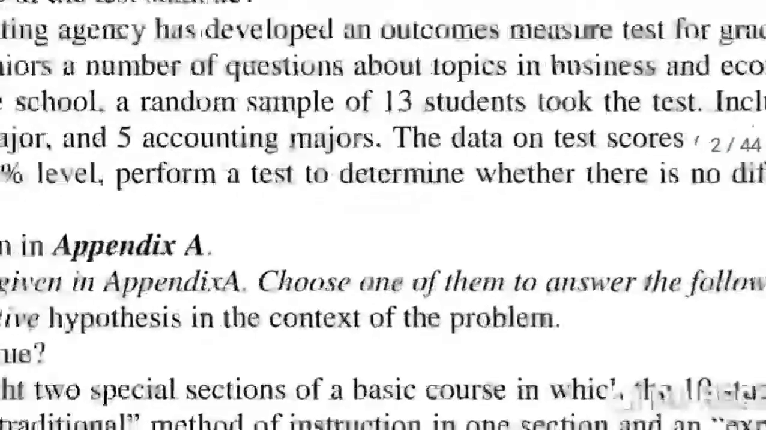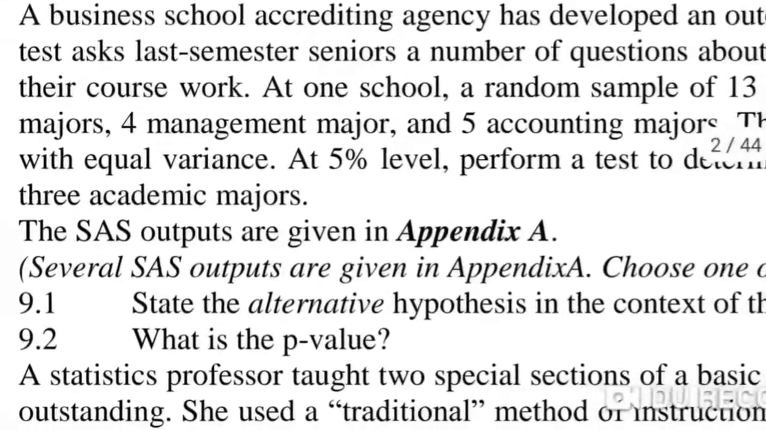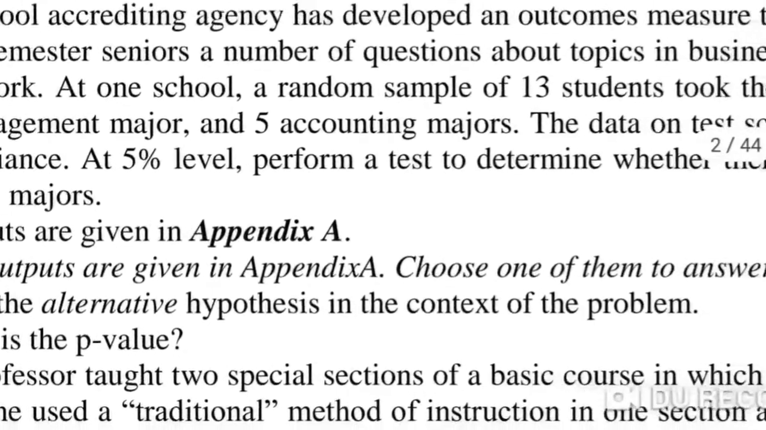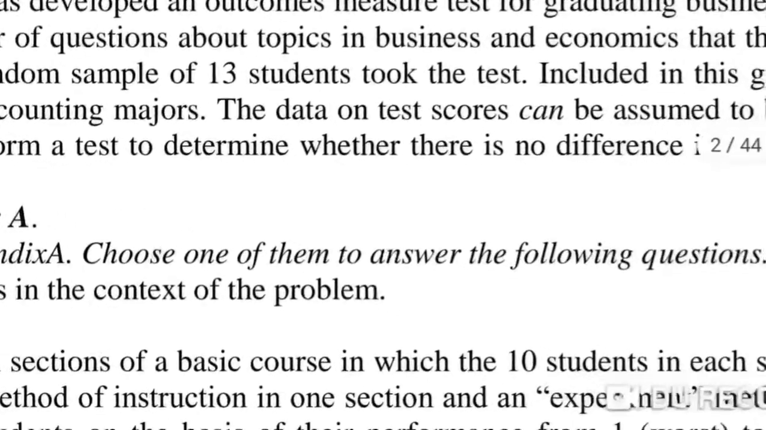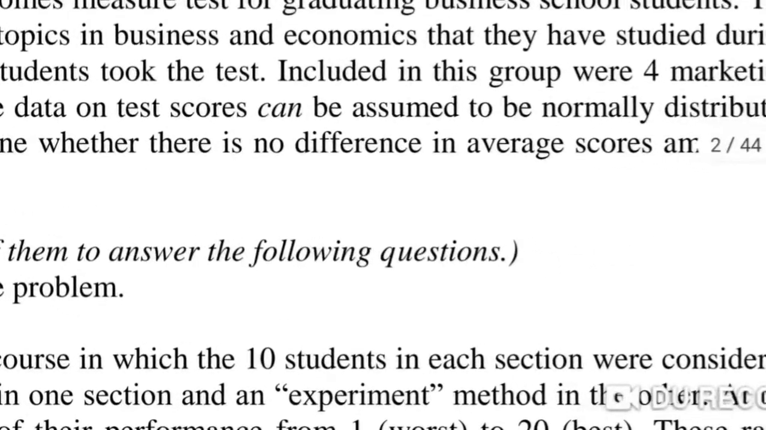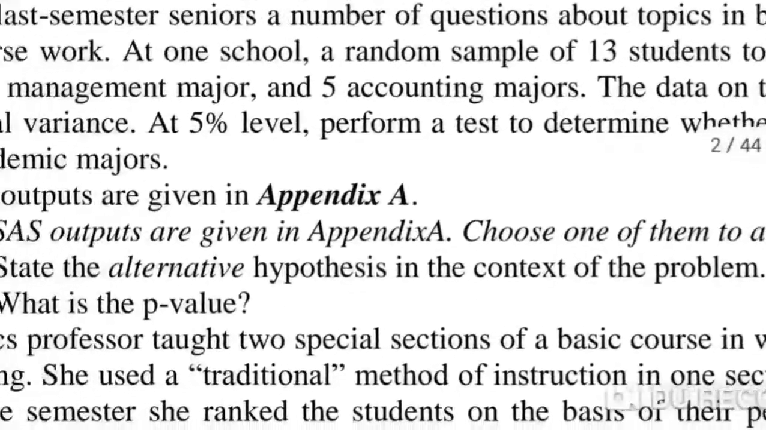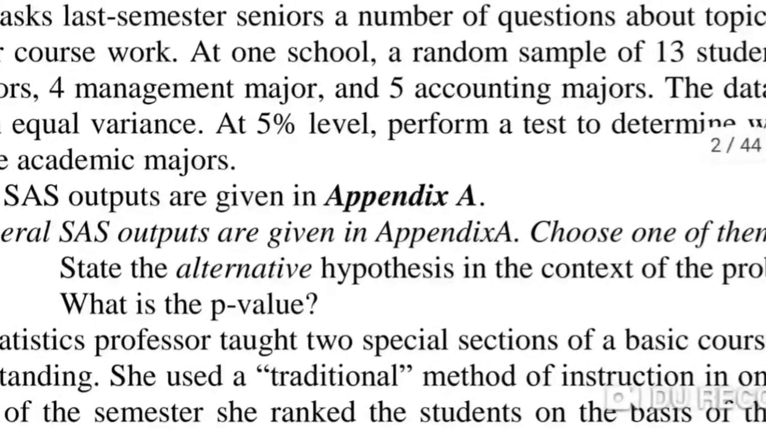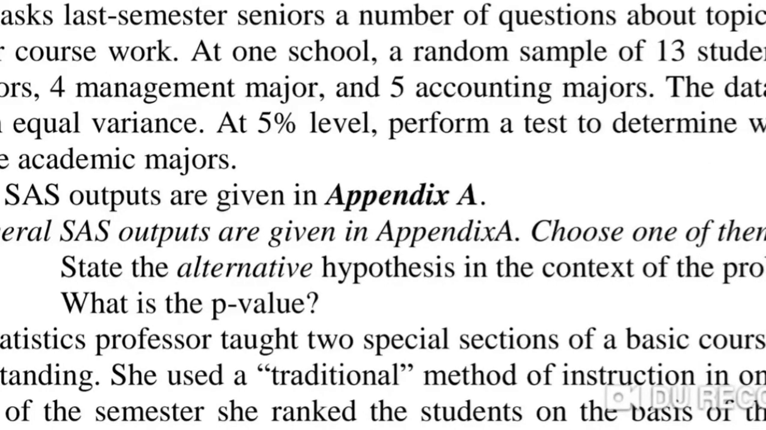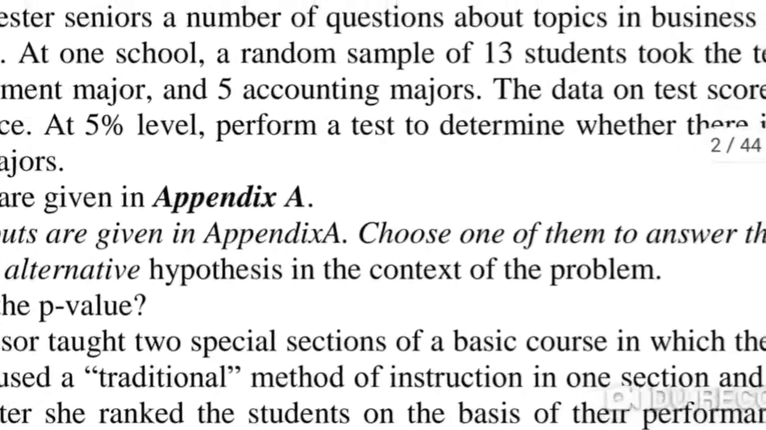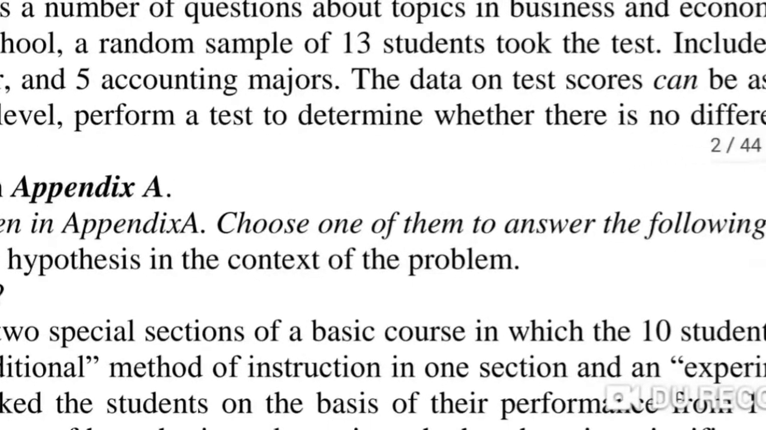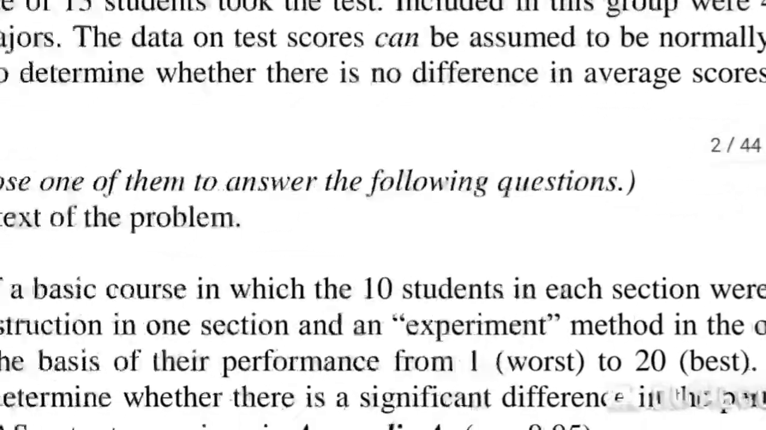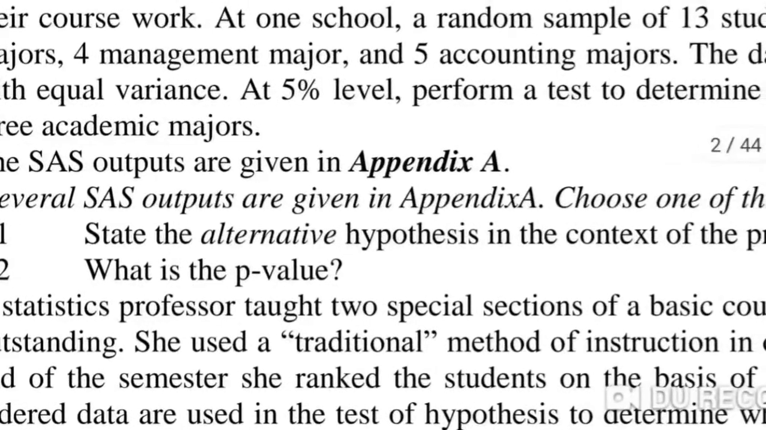during their coursework. At one school, a random sample of 13 students took the test. Included in this group were 4 marketing majors, 4 management majors, and 5 accounting majors. The data on test scores can be assumed to be normally distributed with equal variance.